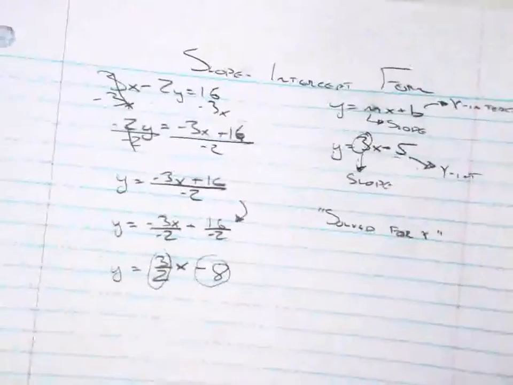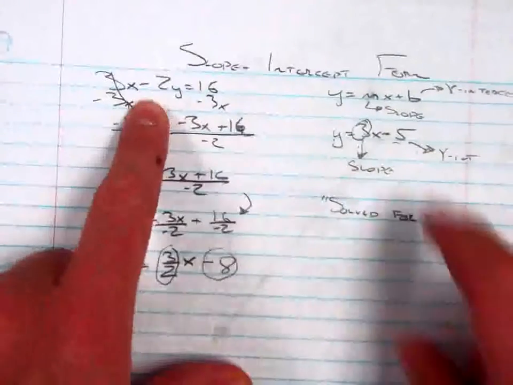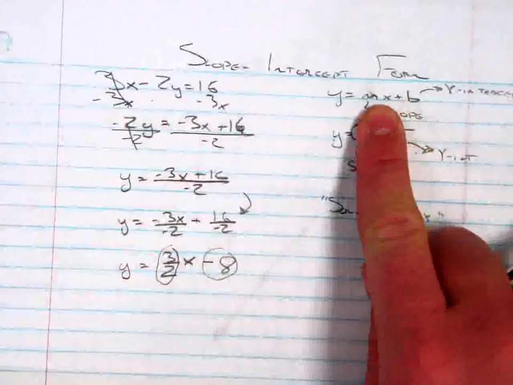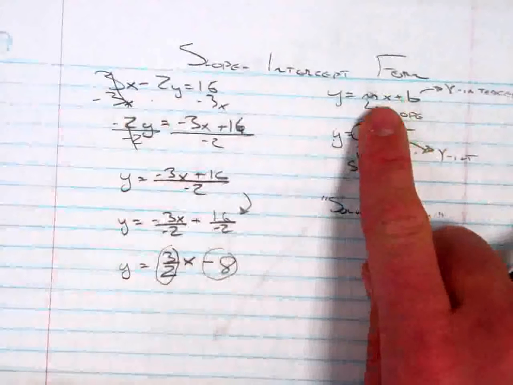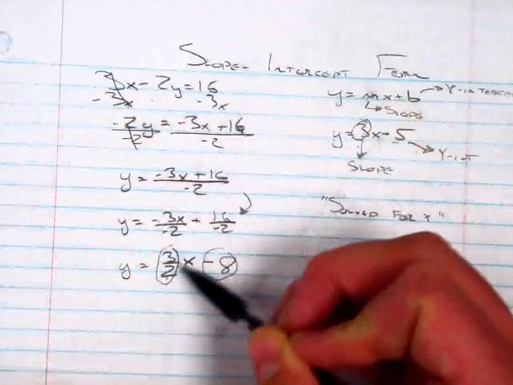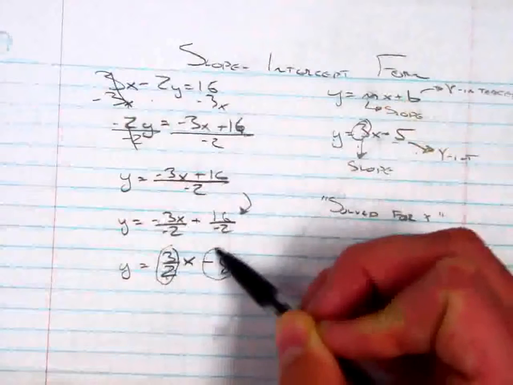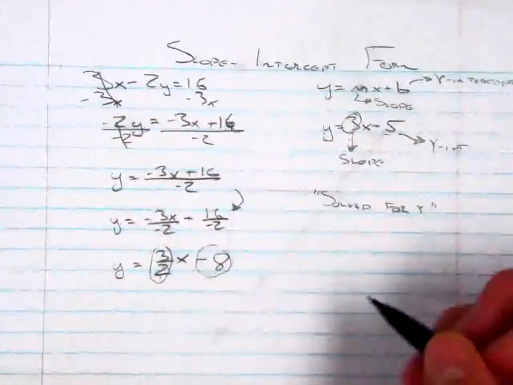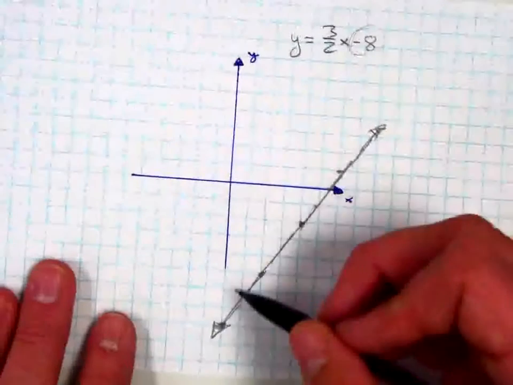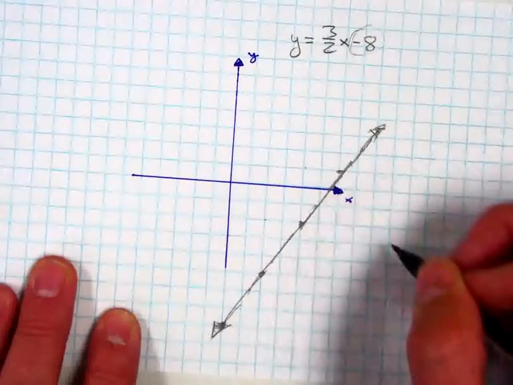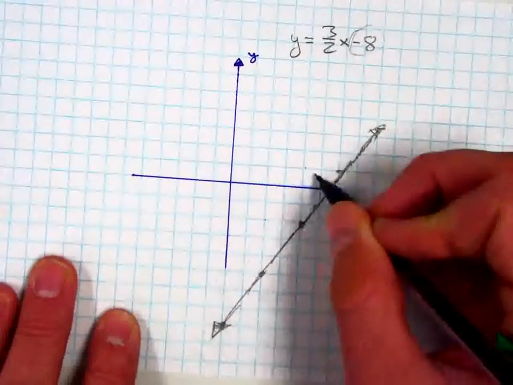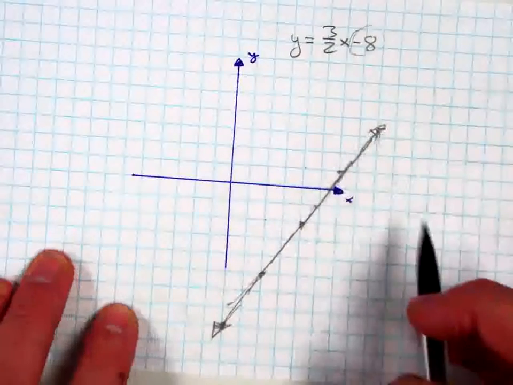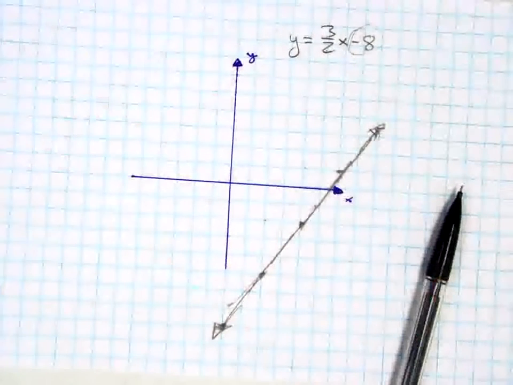So let's recap really quick. When I have an equation, I want to put it into slope-intercept form, because once I put it into slope-intercept form, I know that the number next to x is your slope, and the number that's over here by itself is your y-intercept. Once you have those two pieces of information, you can start at your y-intercept and count your slope up from there in order to graph the function.